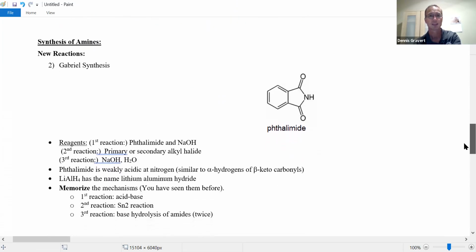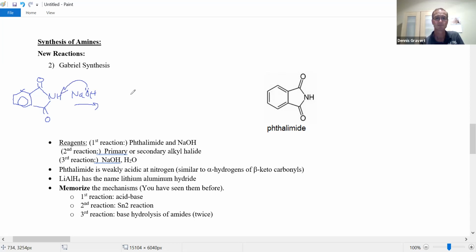There's another method called the Gabriel synthesis, if you like named reactions. It starts with phthalimide, this molecule here. So I'll draw it over here, not as neatly as it's drawn there. You have to start with this molecule. You have 3 reactions also. You begin with sodium hydroxide, a common base, and it removes this hydrogen to create a resonance stabilized anion.